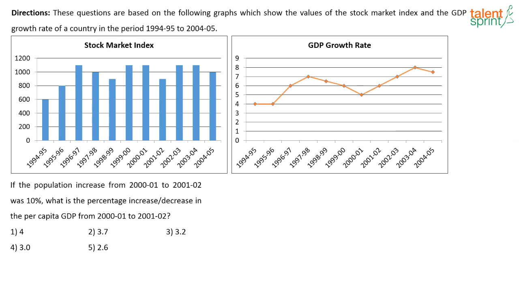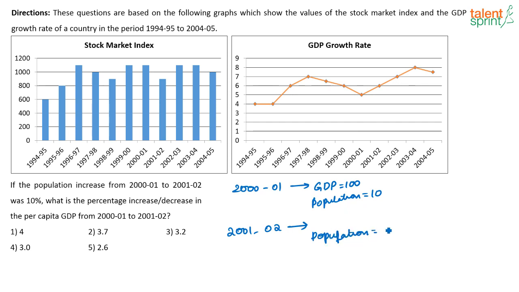How will you solve it? Let us assume that the GDP for the year 2000 to 2001 is 100. And for easy calculation, let us assume the population is 10. Now, what is happening in the year 2001 to 2002? Population increases by 10%. So, earlier if the population was 10, now there is a 10% increase, so the new population is 10 into 1.1, or 11.